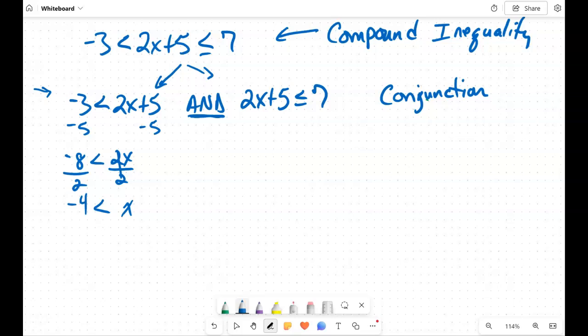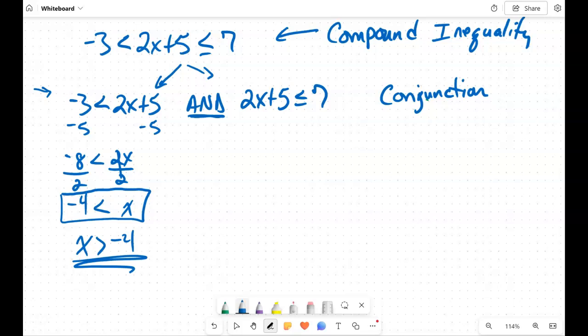It's just a little bit more familiar to read, kind of reading left to right. So imagine taking this entire inequality up off the paper and then flipping it over. Well, if we did that, it would become x is greater than -4. Okay, so here's this side.